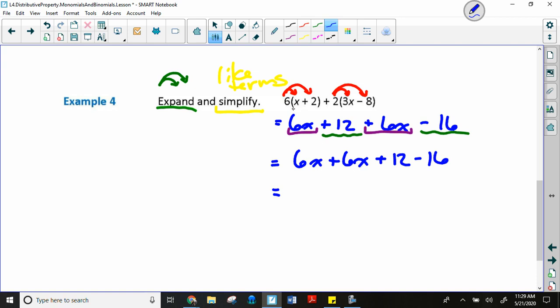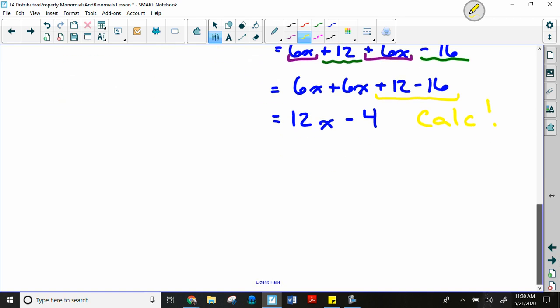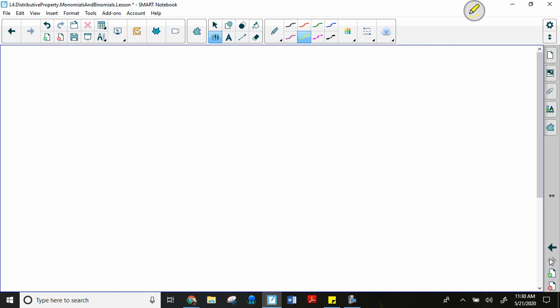Now, when we were multiplying, that's when you ended up with x squares. But this is like 6 apples plus 6 apples gives you 12 apples. You don't get 12 squared apples, you just get 12 apples. So this is 12 x's. That's it. And then 12 minus 16, that'll give us a negative 4. Please use your calculator here. Nice. That's it.